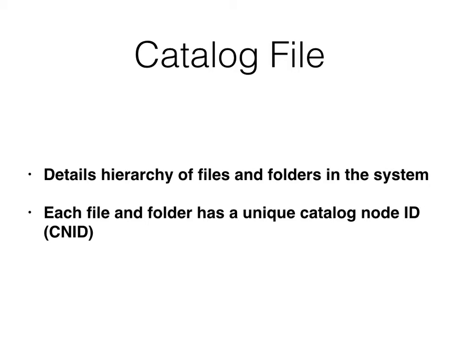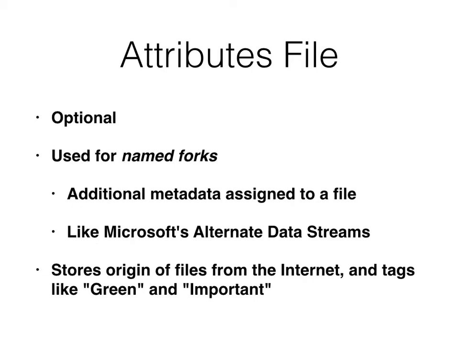It's a good question. So there's an attributes file that is typically not used, but it can be used for named forks, which are what Microsoft calls alternate data streams. You can have multiple streams of data tied to the same file. And the most common use of this is if you download a file from the internet and you open it, a box will pop up warning you this file was downloaded from the internet, and that information is stored in an alternate data stream, or what they call a named fork here.